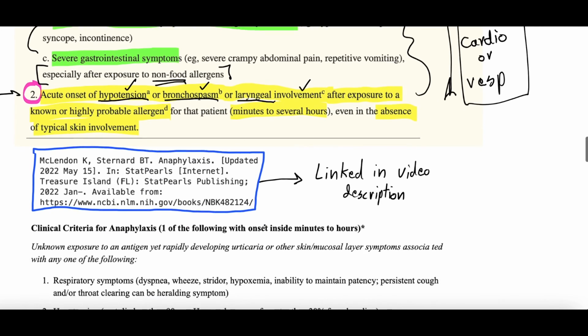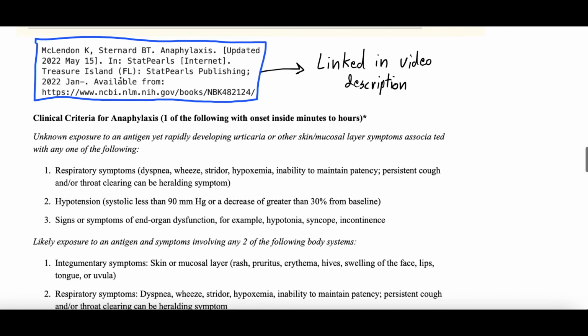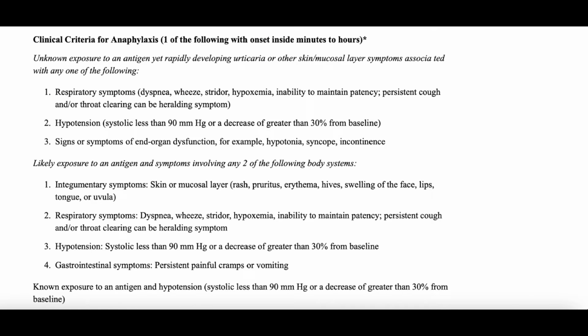And another version of this was spelled out in this article, which I'll link in the video description. Here is the citation for it. But they say something very similar for their definitions. So clinical criteria for anaphylaxis, one of the following, with onset minutes or hours. So I put this on here just so you could see what was consistent and what might be a little different, right? But minutes to hours is consistent across both and consistent with what we've been talking about.